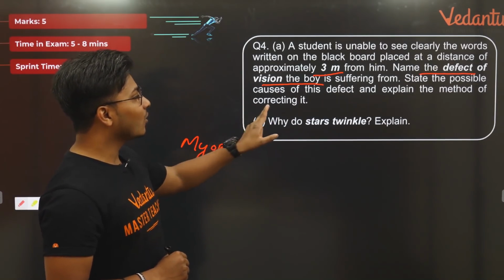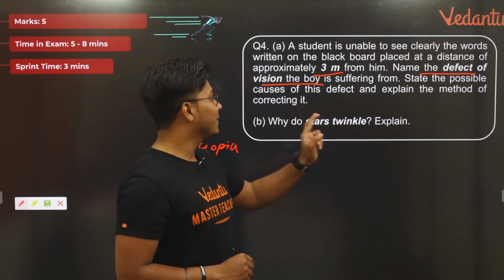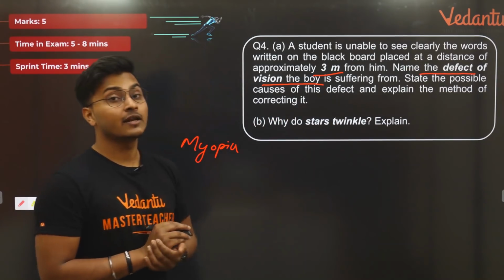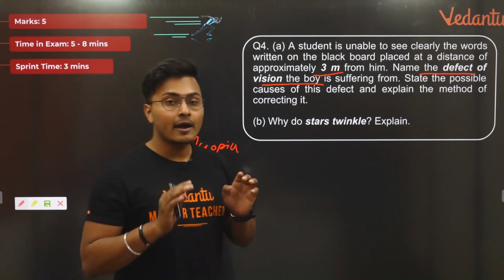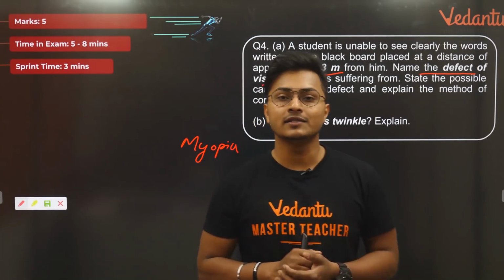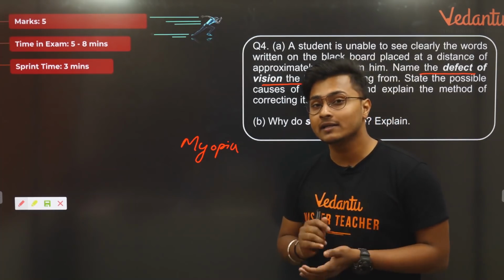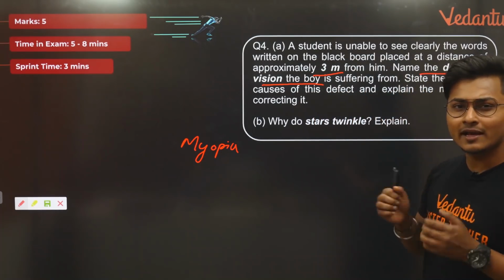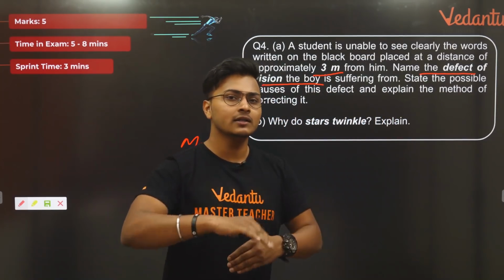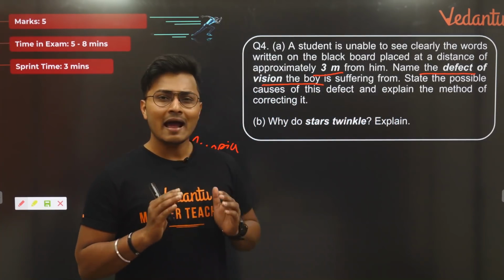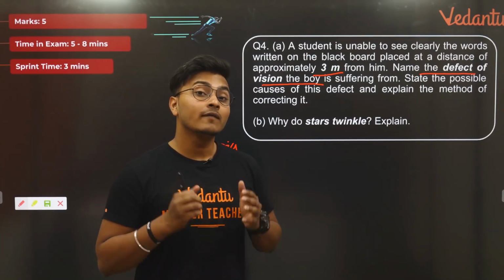State the possible cause of this defect and explain the method of correcting it. This is a very good question. Many students might get myopia correct, but I have heard from all my regular students here that they are not able to understand the diagram given in NCERT. Okay, we can mug it up and put it down in the examination, but what is the actual meaning of that diagram, of that correction?